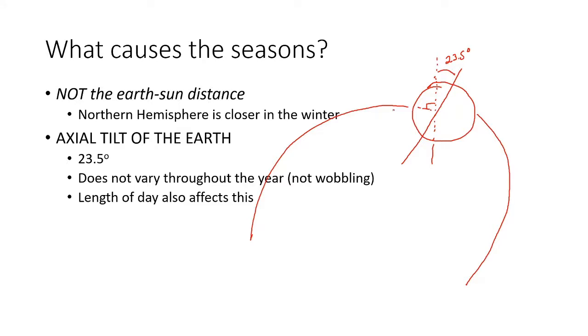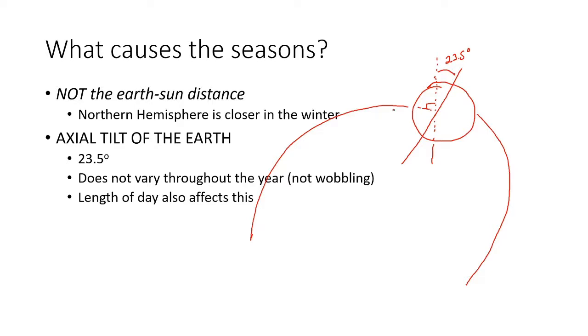Some people have this idea, and I even thought when I was younger, that maybe it moves and wobbles back and forth. It doesn't. There is some movement, but it's about every 26,000 years, so on our lifetime scale, we don't worry about that. It's not wobbling. It's staying at the 23.5 degrees. The length of the day is also going to affect the season. So it is the axial tilt of the Earth, but also the length of the day.